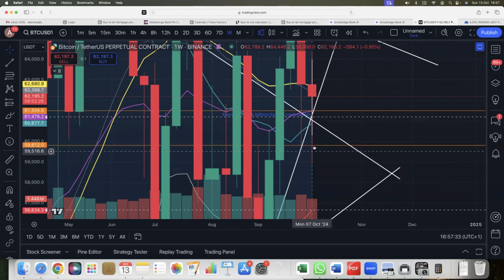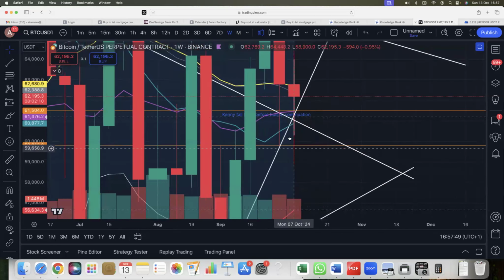Ideally, we would have loved to have been higher, but sometimes you can go slightly lower before the bullish action begins, or it could be a lower high, or it could be a double bottom. So it's not too bad. But ideally, we wouldn't really want price to go below 60K for bullish action to continue.